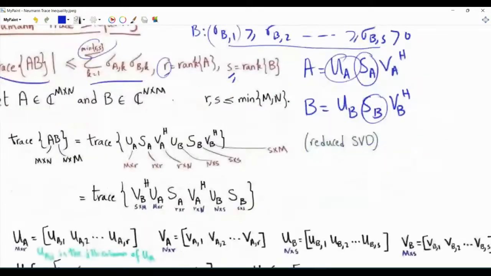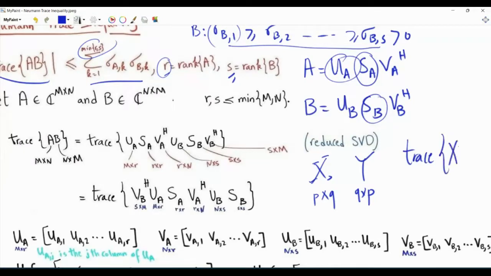And then suppose that we have a matrix big X, which is of size P by Q, and big Y of size Q by P. Then we have this nice result that the trace of big X, big Y, a square matrix of size P by P, is equal to the trace of YX, which is a square matrix of size Q by Q. So if you change the order, the trace is invariant. The trace remains the same.